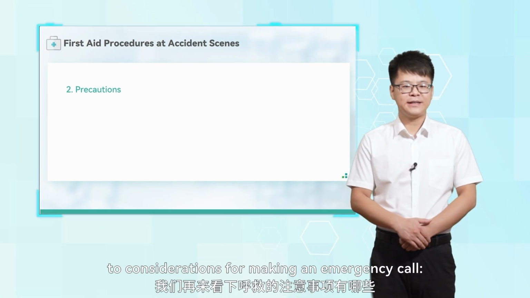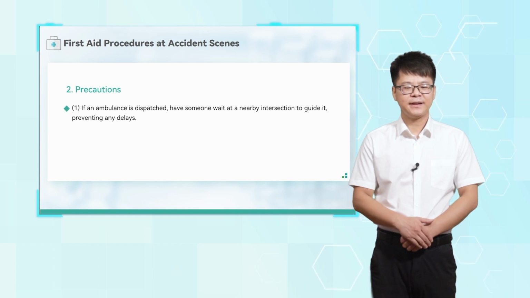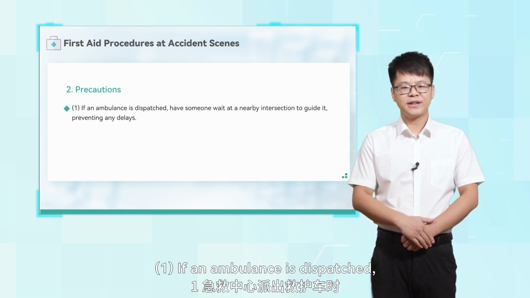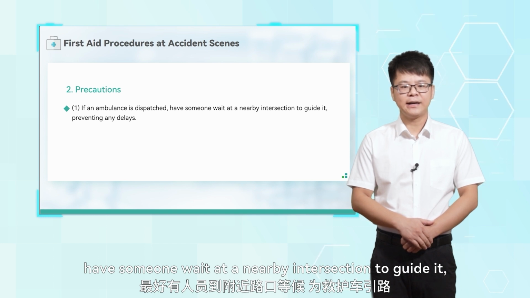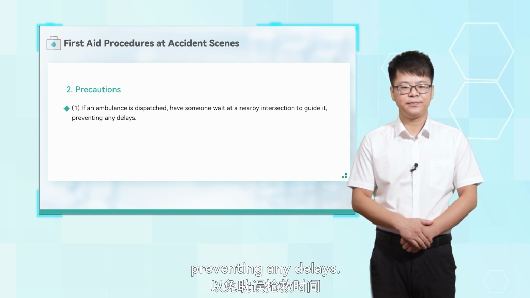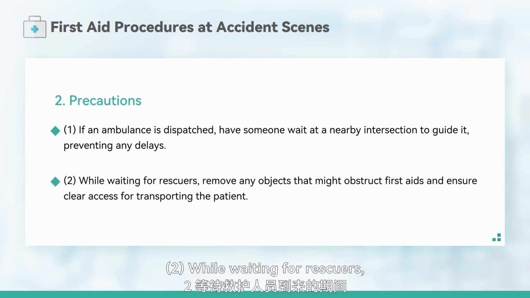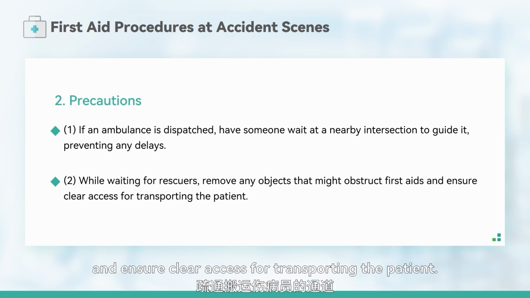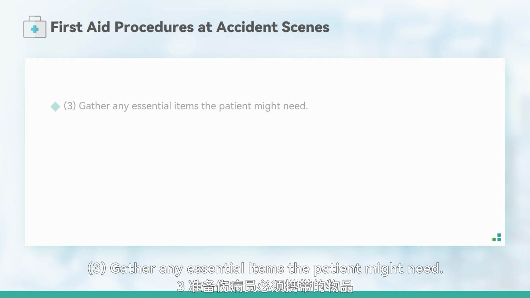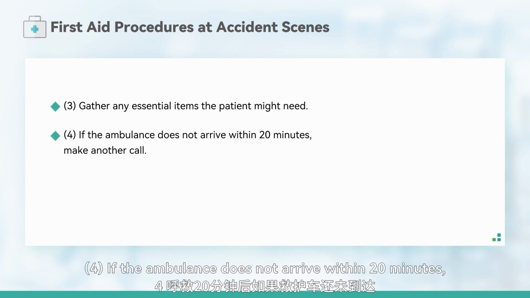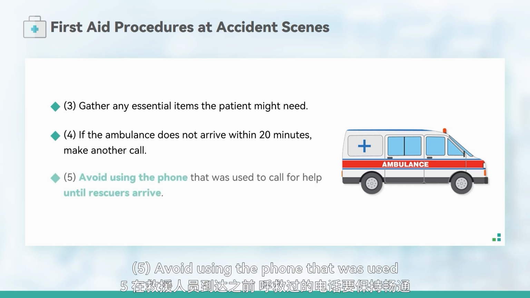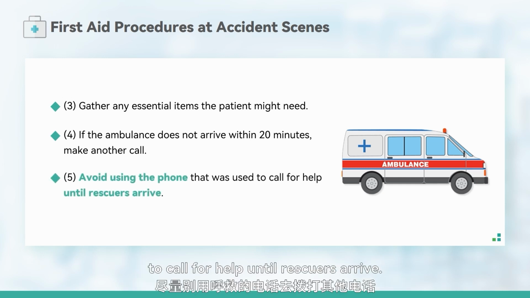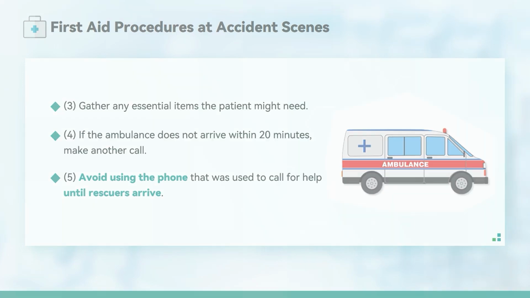Let's move on to considerations for making an emergency call. 1. If an ambulance is dispatched, have someone wait at a nearby intersection to guide it, preventing any delays. 2. While waiting for rescuers, remove any objects that might obstruct first aid and ensure clear access for transporting the patient. 3. Gather any essential items the patient might need. 4. If the ambulance does not arrive within 20 minutes, make another call. 5. Avoid using the phone that was used to call for help until rescuers arrive.